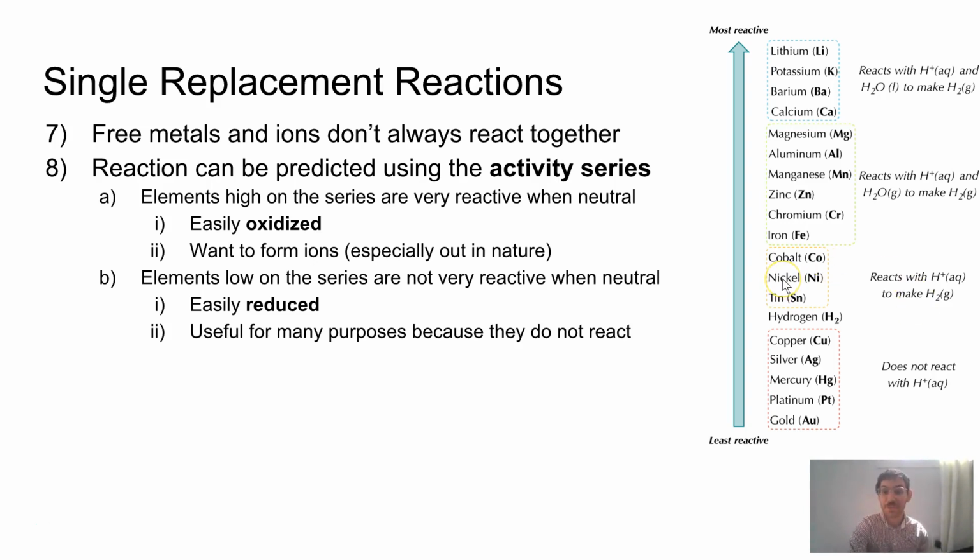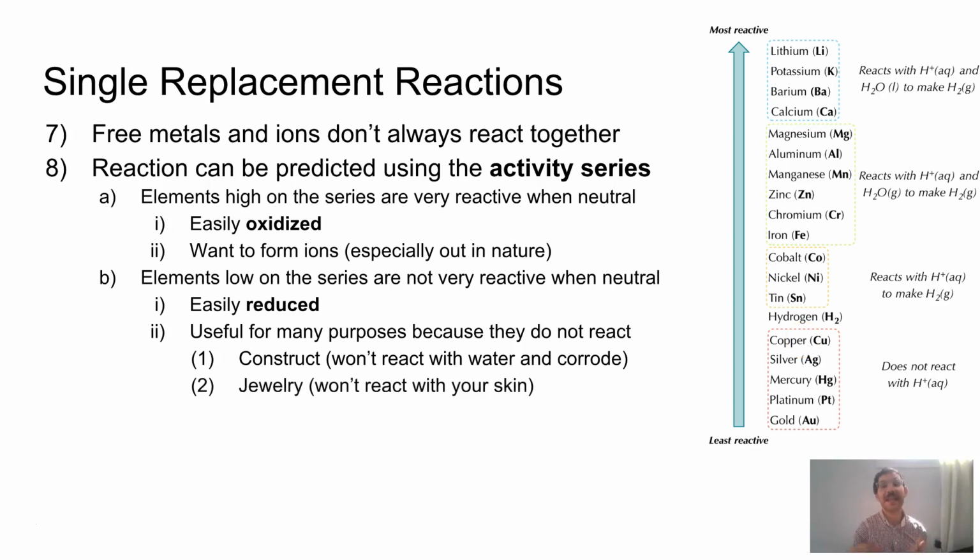Sometimes people have issues wearing nickel-plated jewelry because that nickel will react with their skin. They're also really useful for construction because you may know copper is commonly used in construction, and that's because it doesn't really react well with water or corrode. And as I said, jewelry is a common purpose for these metals, not so much mercury, but for these metals because they won't react with your skin.